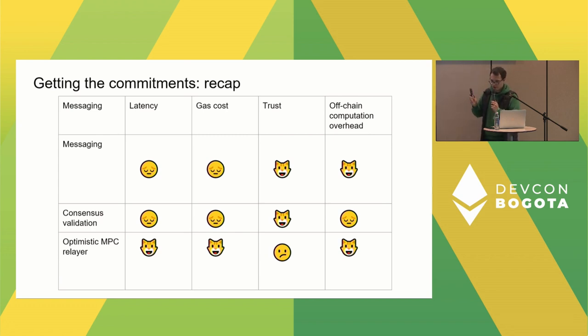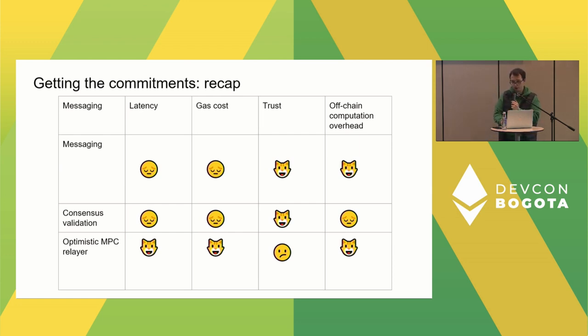Final approach, this optimistic relayer. In terms of latency, we are happy, because we simply make a claim and we post it on the other chain. That's it. Gas cost, we're very happy, because we just verify a signature. In terms of trust, well, we are not that happy, but also not that sad at the same time, because it still can be challenged in an optimistic manner using a fraud proof. Off-chain computation overhead, we're pretty happy because we participate in an MPC protocol. So essentially the overhead comes mostly from communication, not computation itself. Cool. So this is part number one.